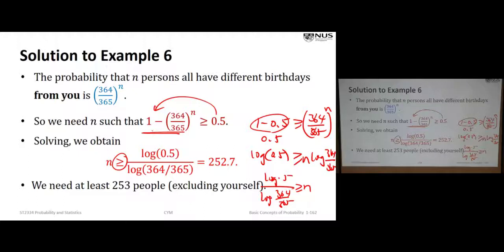Not 50. Previously it's 50 because that one is not my birthday. Now I want to specify it's my birthday. I don't care about whether they have the same birthday on other days, but I want to know whether they have the same birthday as mine. I need 252. And this number only gives you half the chance that you will find someone with the same birthday as yours. All right?